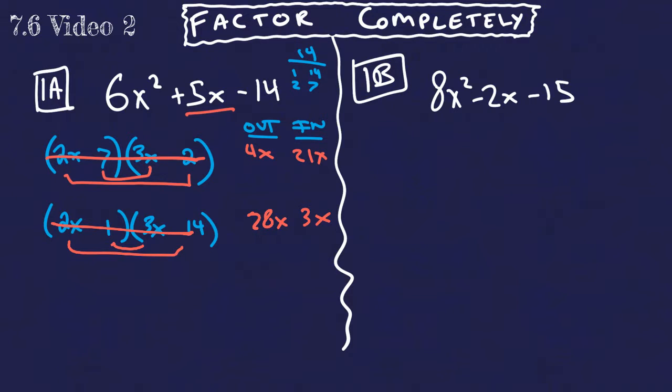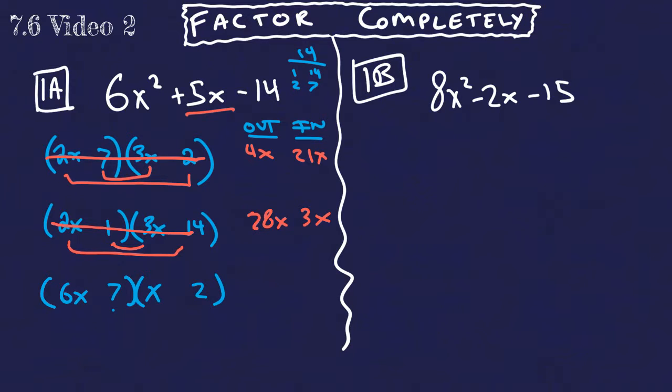That must mean I need to get to 6x squared differently. So I could do 6x and 1x. Let's try that. 6x and 1x. Same thing, start with 2 and 7. But I can't put the 2 with the 6x because that would be a GCF. So I could put the 7 there and the 2 there.